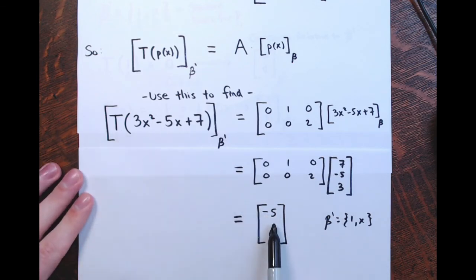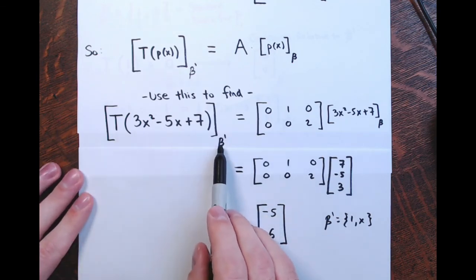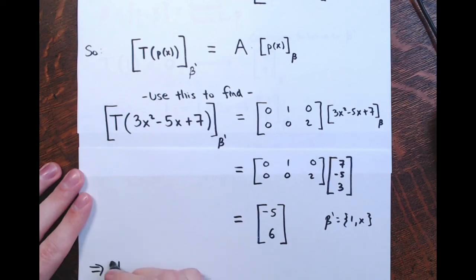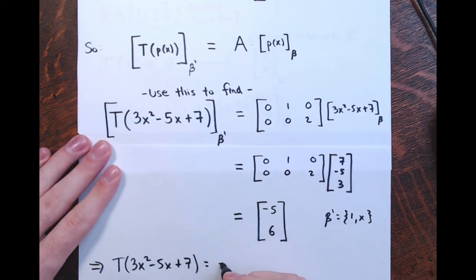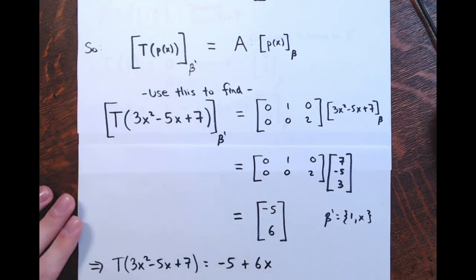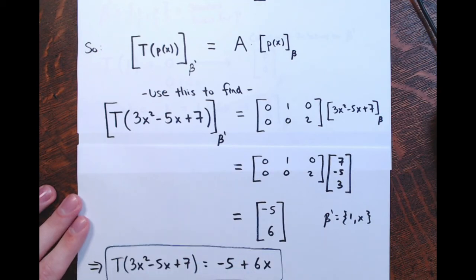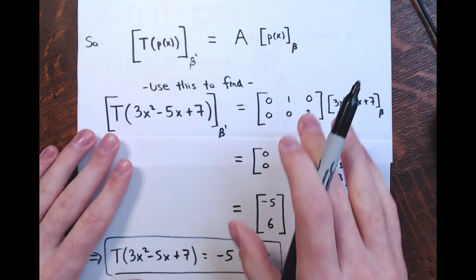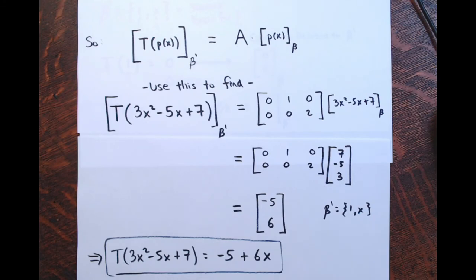So remember, B prime was that set with the vectors 1 and x. So if these numbers are the coordinates of my output relative to B prime, that means my output, T of 3x squared minus 5x plus 7, is negative 5 times 1 plus 6 times x. Which, I already told you it was going to be that, 6x minus 5 or negative 5 plus 6x. So that's how these coordinate vectors and these standard matrices are going to be used. Now again, I know you might be asking why are we doing this? The reason we're doing this is for later.